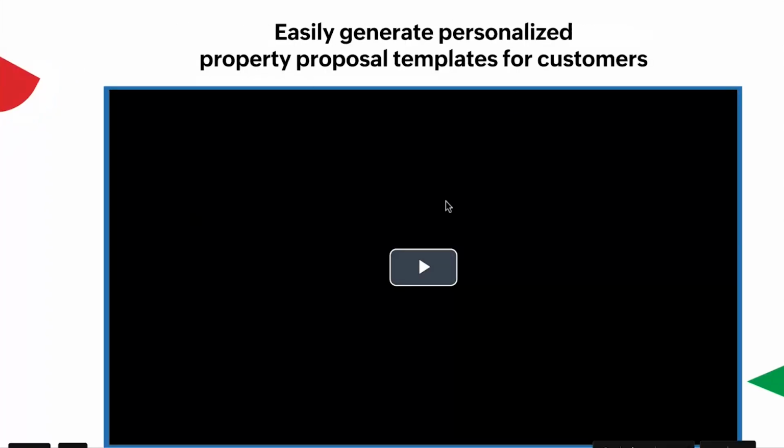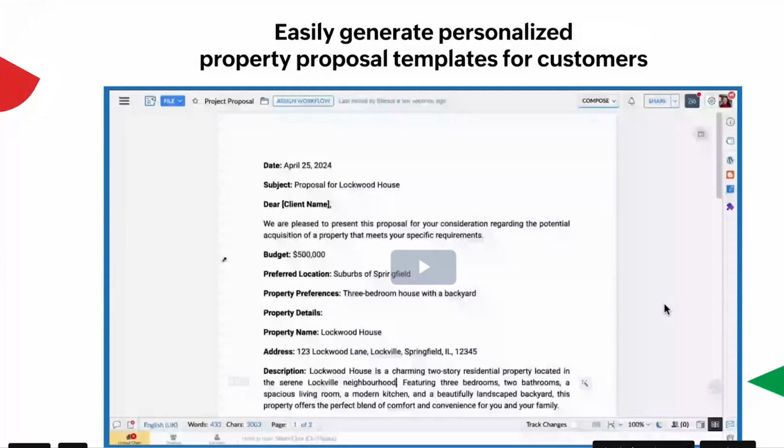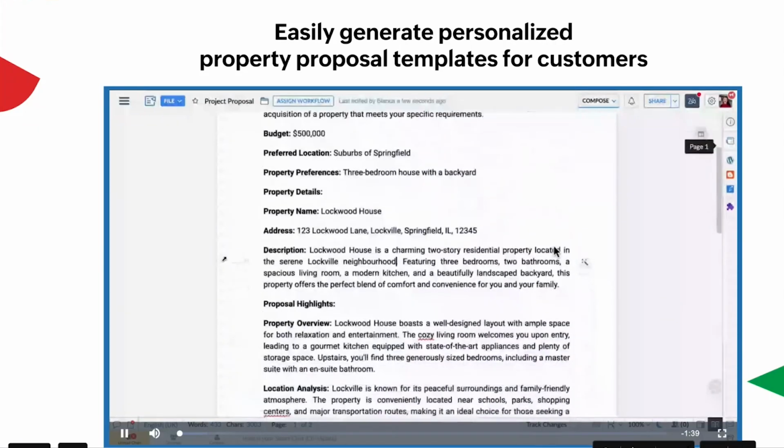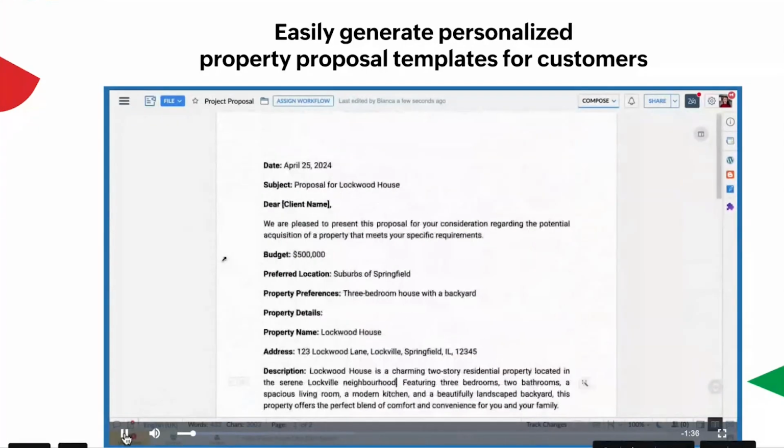So moving on to the next. We will see how you can generate personalized documents in bulk using Zoho Writer. Imagine this scenario. We have a project proposal document here, and I have 100 leads, and I want to send a personalized project proposal document to all of the 100 leads.